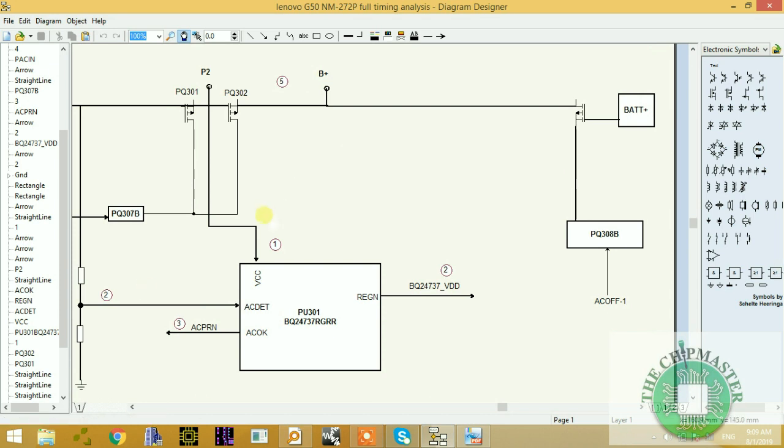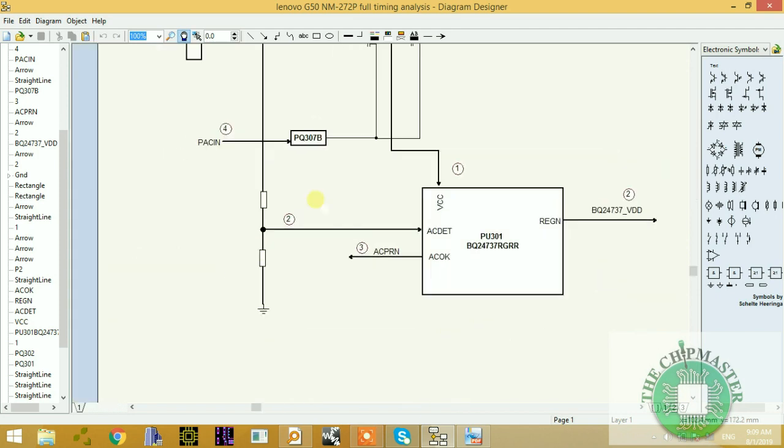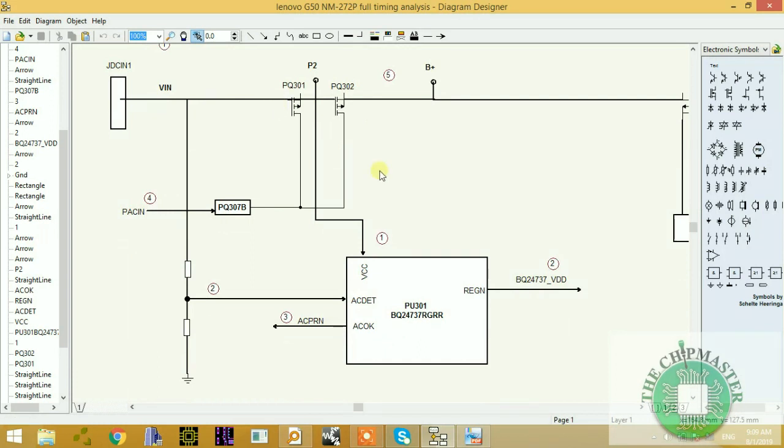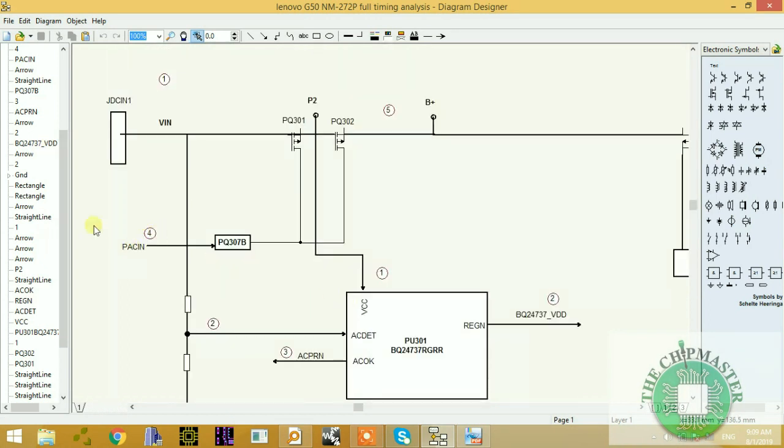All right, so here we have the diagram that I drew in the last segment, and we're going to continue. First I explained that this is the JDC in one, and it will produce V in. After V in comes through this P-channel MOSFET, it produces the B plus point. At the same time, P2 is produced, coming to power the charging IC. At the same time, AC detect is coming, and then it will output RGVN, which is a linear voltage of 6 volts, and it will release adapter OK, which is a low level ACPRN signal, and that will produce the PAC in signal.